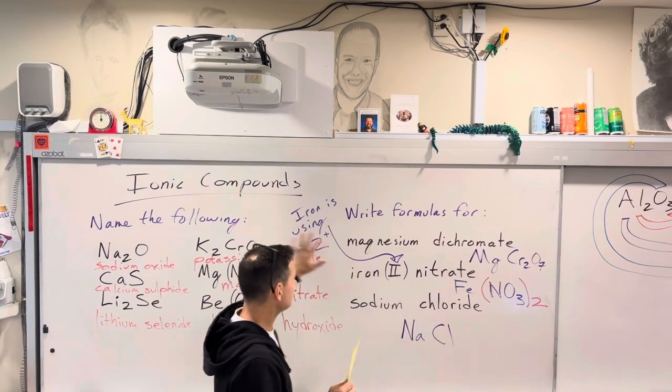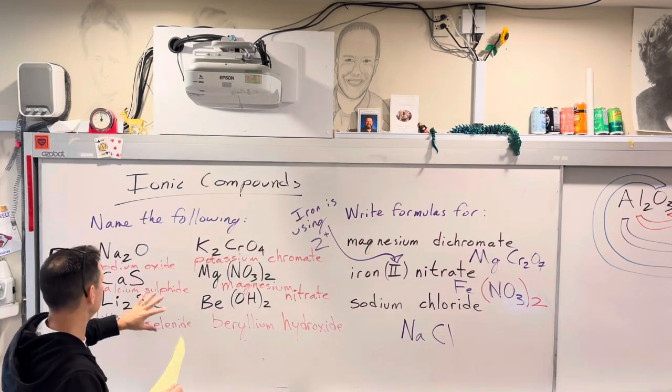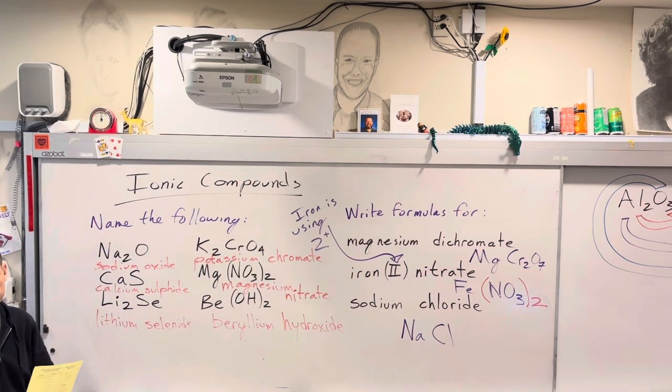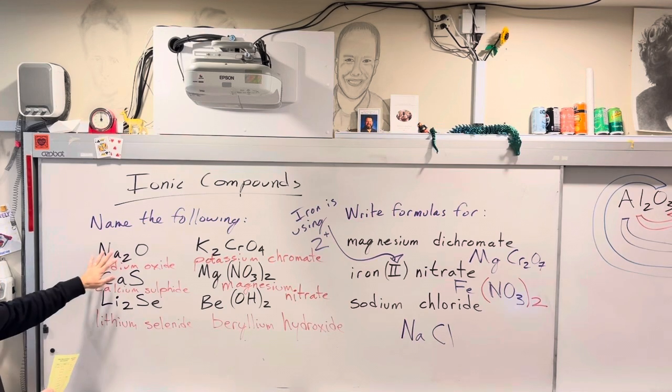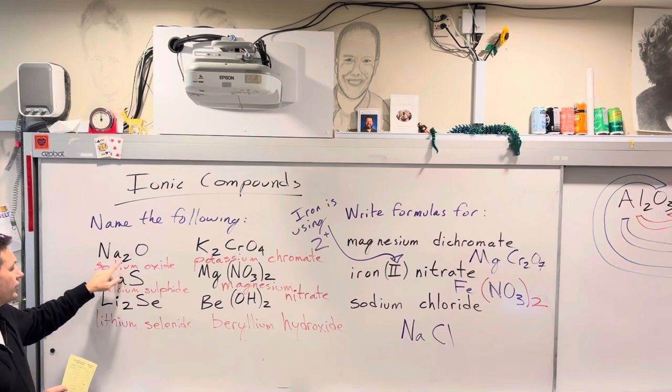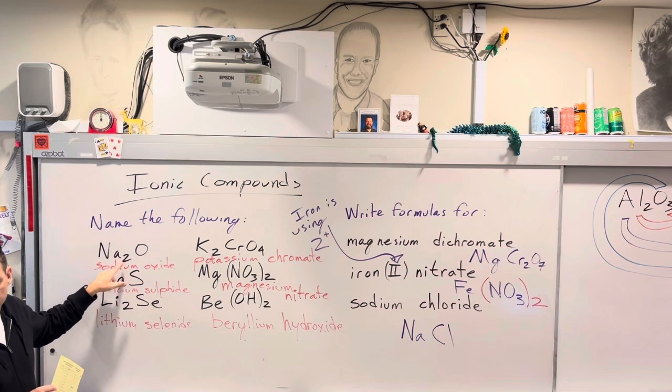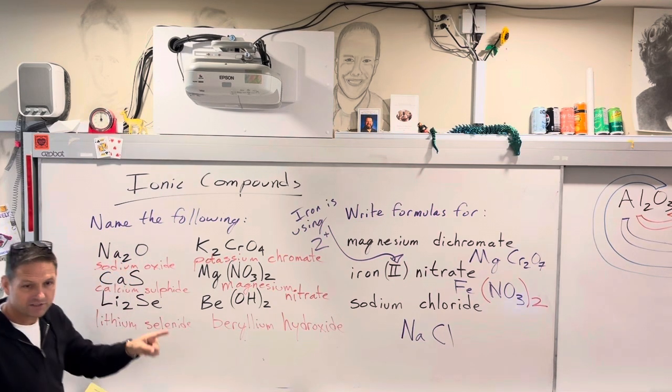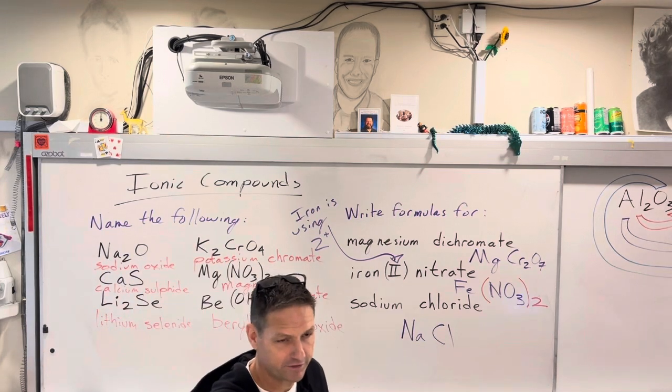So here's a list of how you do this. If I give you the formulas and you have to name them, you go through and you go, okay, here's a metal. Metal's just a metal. We don't care about these numbers in ionic compounds. Let me say that again really clearly. Nathan.